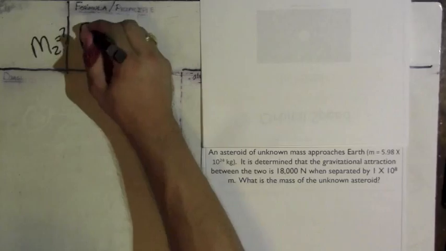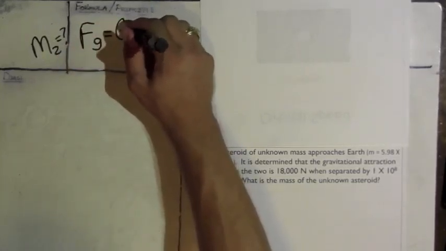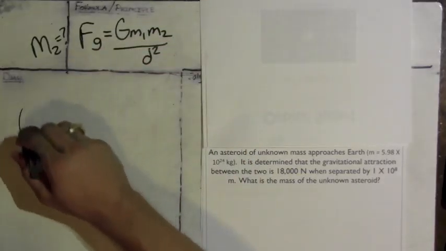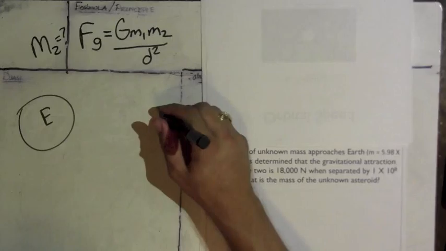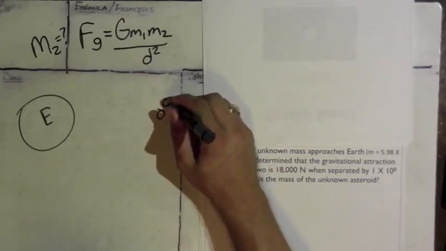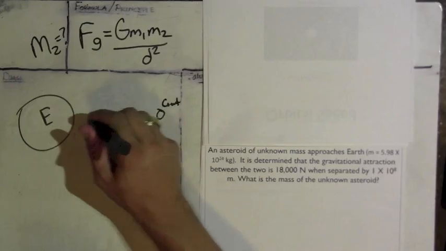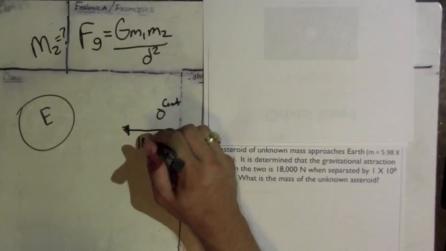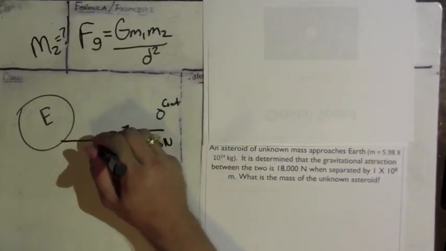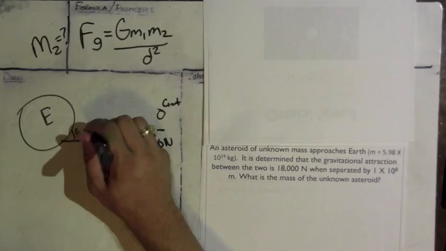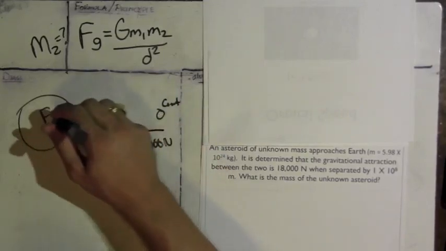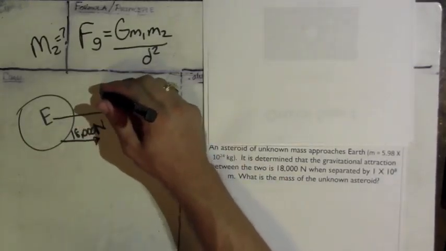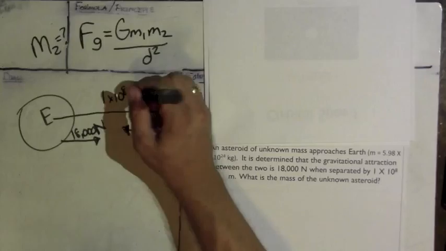I know that I'm given information that I can make Newton's law of universal gravitation work. So here's the Earth. Here's the comet. I'm going to assume the comet is smaller, but you never know. There's an attractive force, because gravity is always attractive, of 18,000 newtons. And you know that they are separated. Okay, this distance is the center to center distance of 1 times 10 to the 8th meters.